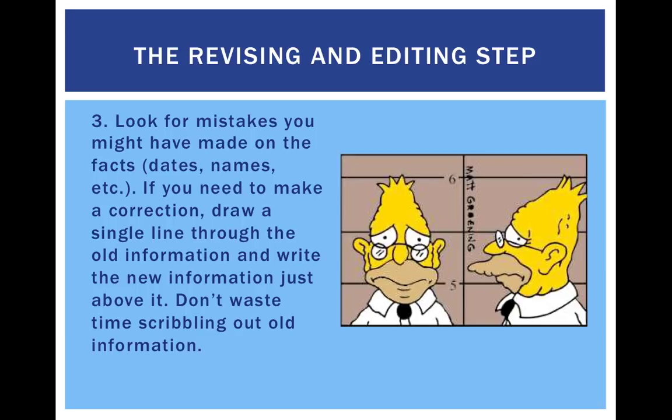If you need to make a correction, draw a single line through the old information and write the new information just above it. Don't waste time scribbling out old information. And what I always like to point out, these are not classified government documents. We don't need to completely black out everything that is a mistake. We simply need to draw a line through it so that the person reading it and grading it knows that that particular line does not count, okay? So you don't need to waste all that time scribbling it out.